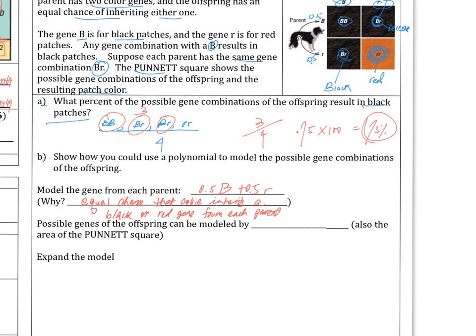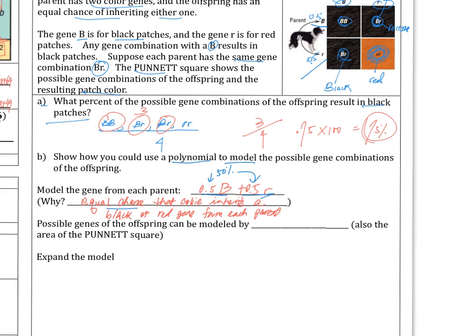Part B asks you to show how you can use a polynomial to model the possible gene combinations of the offspring. So to model the gene from each parent, as I said earlier, there's a 50% chance of getting a B strand and a 0.5 chance of getting an R strand. So I would say to write this as a variable expression, you can take 0.5, multiply by B, and add 0.5 and multiply by the little r, the lowercase r. Okay, so this represents 50%. The same goes for this one.